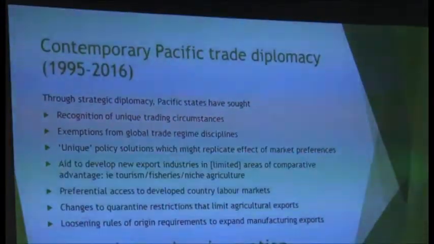So how did the Pacific respond to this sort of long-run trend and the changes in the global regime itself? Pacific states over the last 20 years have sought recognition of their unique trading circumstances, have actively sought exemptions from global trade rules in order to allow for metropolitan states to continue to offer preferential arrangements to island states given their unique trading circumstances. Pacific Island countries have argued unique policy solutions are needed that might replicate the effects of market preferences without replicating market distortions in Pacific economies.